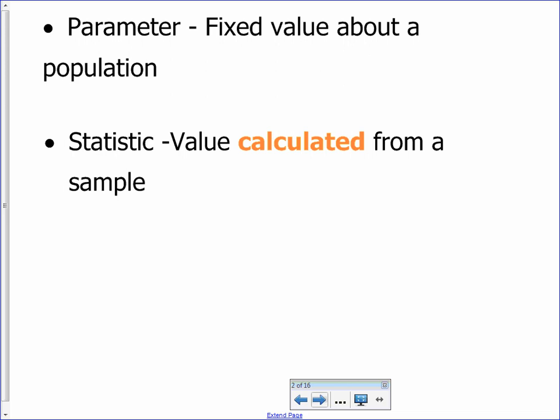So the first thing we need to understand the difference of, and this is going to be a big deal moving forward, is the difference between a parameter and a statistic. A parameter is a fixed value about the population. So if we say the average SAT score in the country, we didn't take a random sample of that. We measured every single person in the country, and then we averaged their scores together.